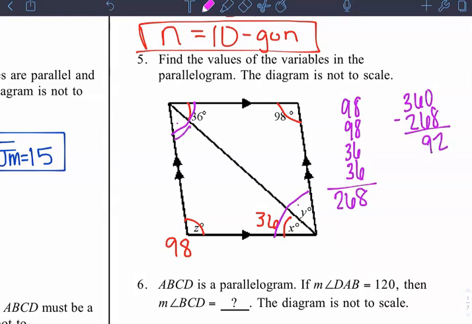And I have two equal angles that are going to be the exact same measurement, and I know both of them add up to 92, so then I'll just divide that by 2. And I get 46. So measure of angle y is 46, and so is our last measurement.